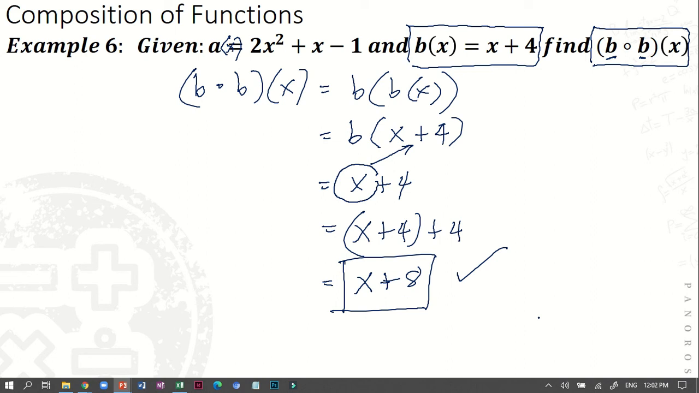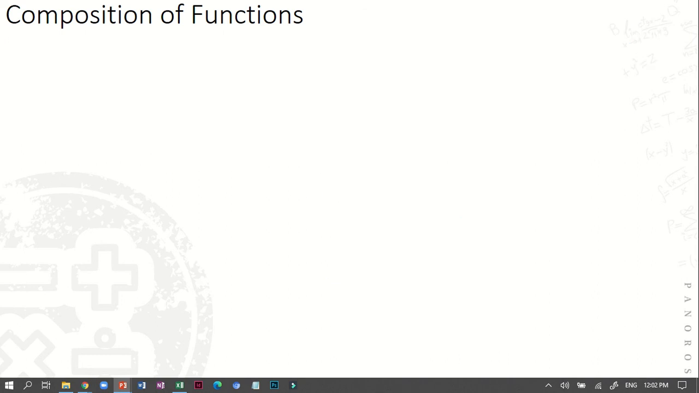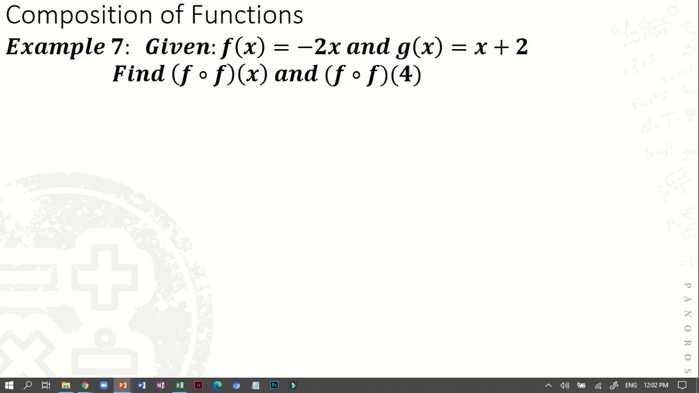Okay, now. So, dagdagan natin. Medyo komplikaduhin natin ng konti. So, we're done with example number 6. We will have now example number 7. So, sa example number 7, dalawa yung hinahanap. So, ito yung ating first problem: f composite f of x. At yung second problem natin ay f composite f of 4.